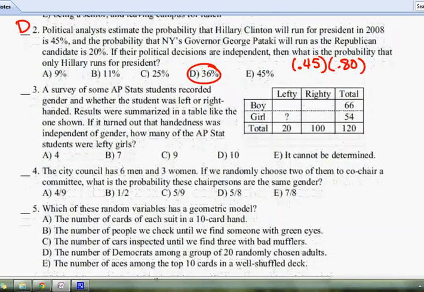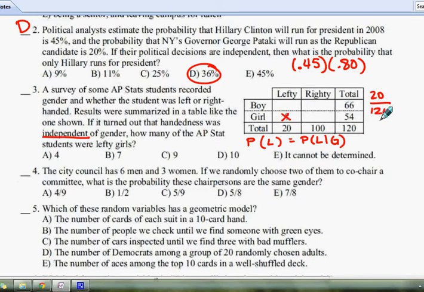And just as before, we know that things are independent if the probability of one is the same thing. For example, the probability of lefties is the same thing as the probability of lefty given it's a girl. So I would say, I'm just working it side by side instead of up and down like I did last time. I'm going to say probability of lefty out of total is the probability of lefty given girl, so X out of 54. And when I cross multiply these two, you should come up with C, which is 9.